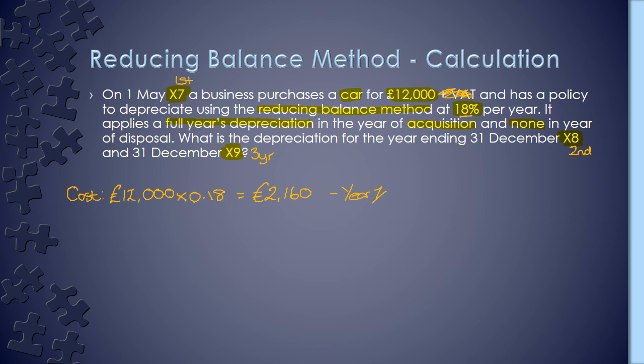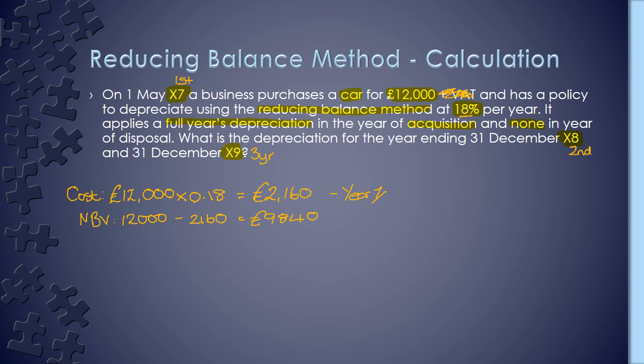So in order to then work out what year 2 is, we need to know what our carrying amount is, what our net book value amount is, because remember, we don't base diminishing balance on the cost all the time. We only base it on the cost in year 1, and then we base it on what the asset is then valued at in our accounting records. So our net book value is going to be 12,000 minus the 2,160 depreciation, and that gives you a new value of 9,840.